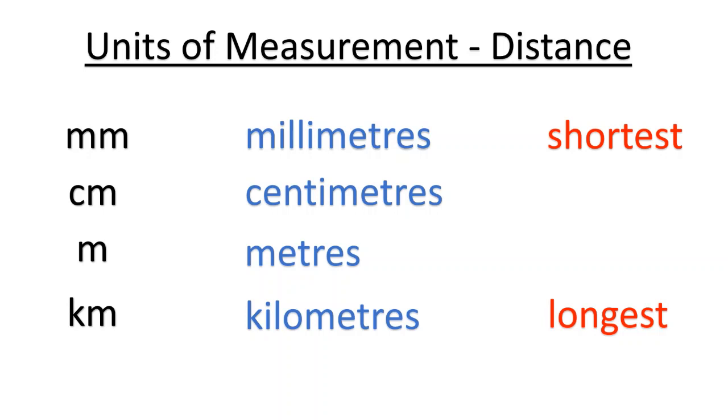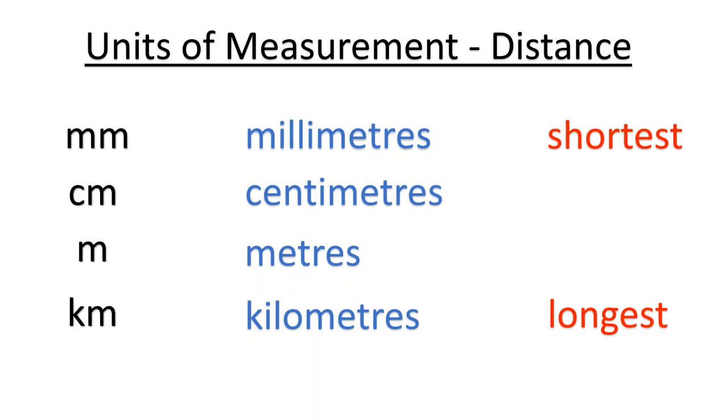So the units of measurement that we usually use today are these four here: millimetres, centimetres, metres, and kilometres, or some people call them kilometres. And they're arranged in order there from shortest to longest. So a millimetre is a very short unit of measurement, and a kilometre is a long unit of measurement.